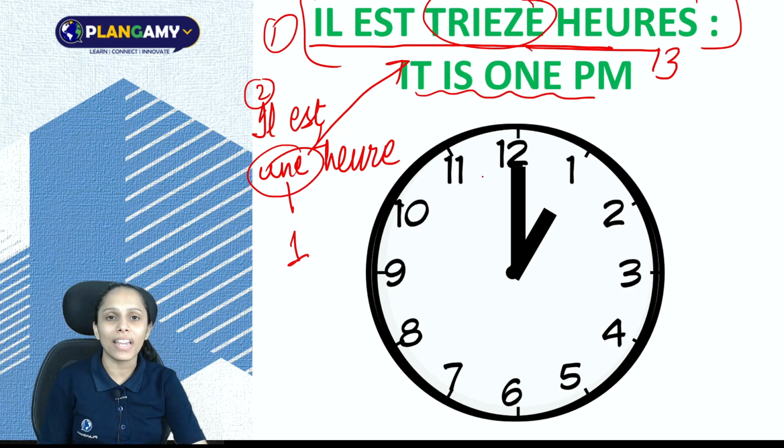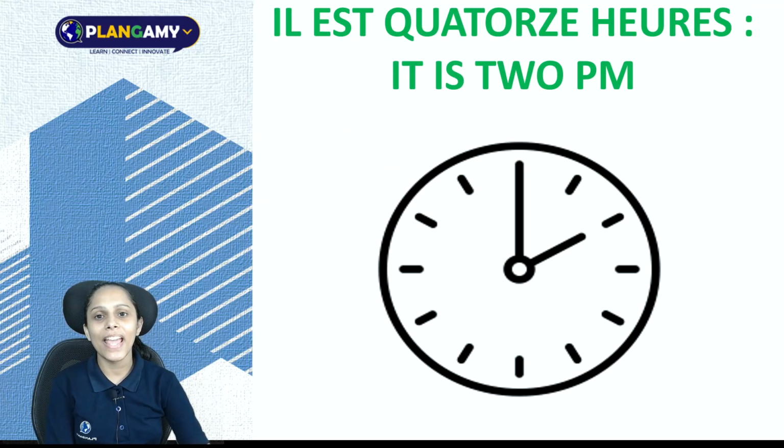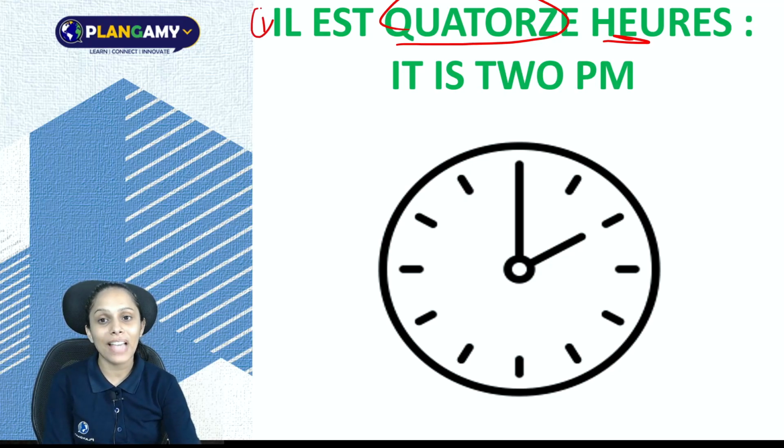But if you say il est 14 heures, it means it is 2 p.m. That means you are talking about the afternoon, the time in the afternoon. So again, let's have a look at some more examples. Next we have il est 14 heures. So let's take another example here.